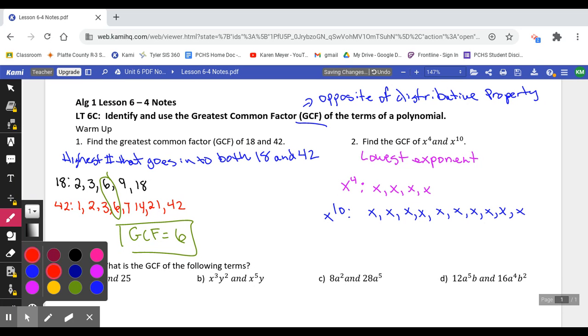And then you want to say, all right, how many do they have in common? Well, each one has that x. Each one has this x, and this x. So you're going to say, how many did I circle? I circled 4 pairs. So that means my GCF is x to the 4th power. Or you can say, x to the 4th, x to the 10th, which one is the lower exponent? That would be x to the 4th. So then they would have at least 4 x's in each one. So that's what I mean by lowest exponent. 4 is smaller than 10, so x to the 4th.